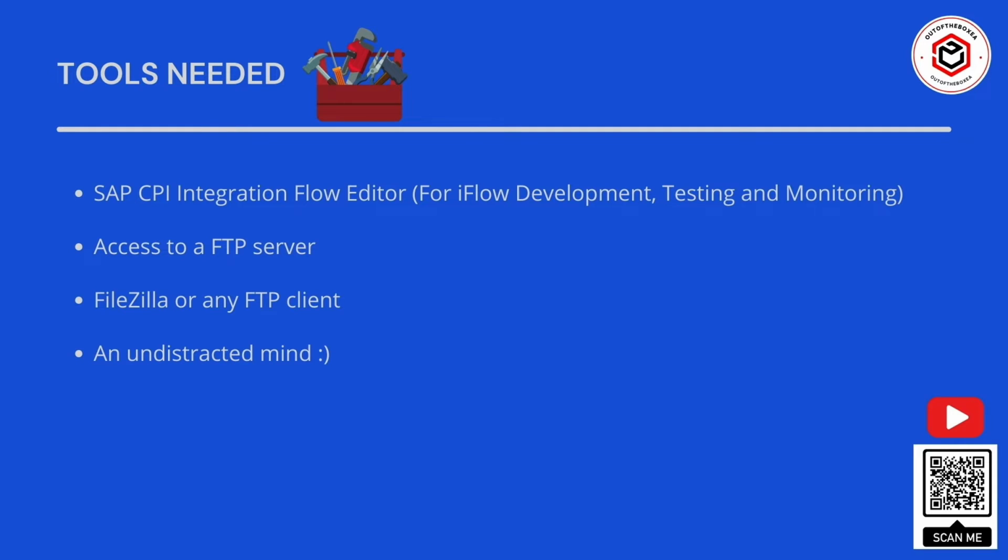If you want to try this end-to-end scenario, you need the below tools. You need to have access to an SAP CPI system. If you don't have an instance, please create a free trial account and get an SAP CPI instance to practice this scenario. You should have access to an FTP server, which will simulate the e-commerce system and the partner systems. And you need an FTP client, for example Filezilla or any other FTP client, to manipulate the files. And as always, I need your commitment and an undistracted mind to complete this scenario.